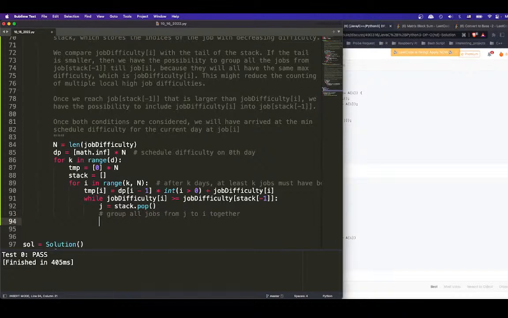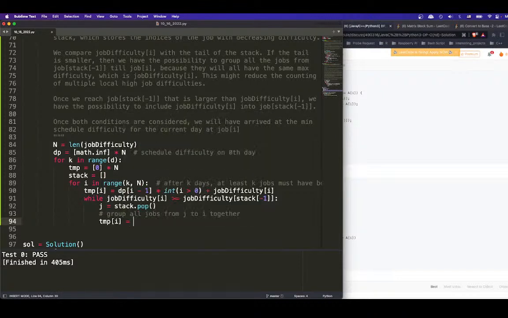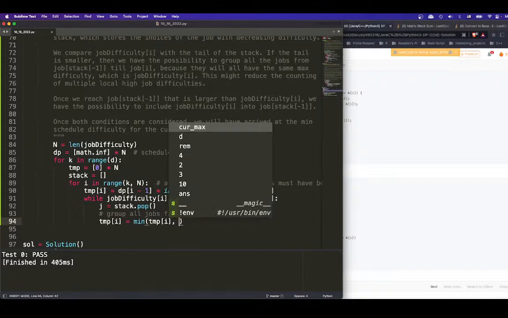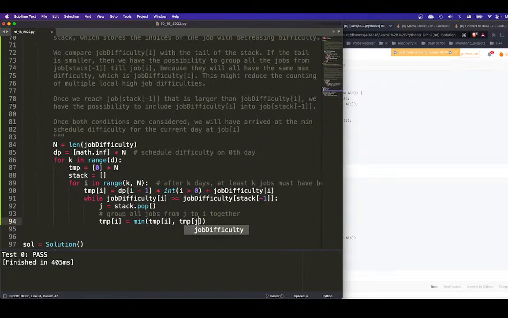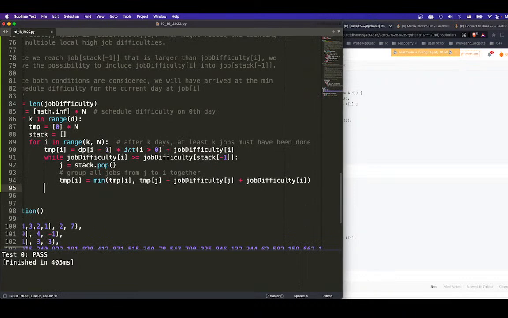When you group them together, what becomes of temp[i]? First of all, we need the minimum, because it could be the original temp[i] that's smaller. Or what we're going to do is temp[j], which is the total difficulty up to j, but then we combine, so it has minus job difficulty[j], but plus job difficulty[i]. So that's that, we're all done.